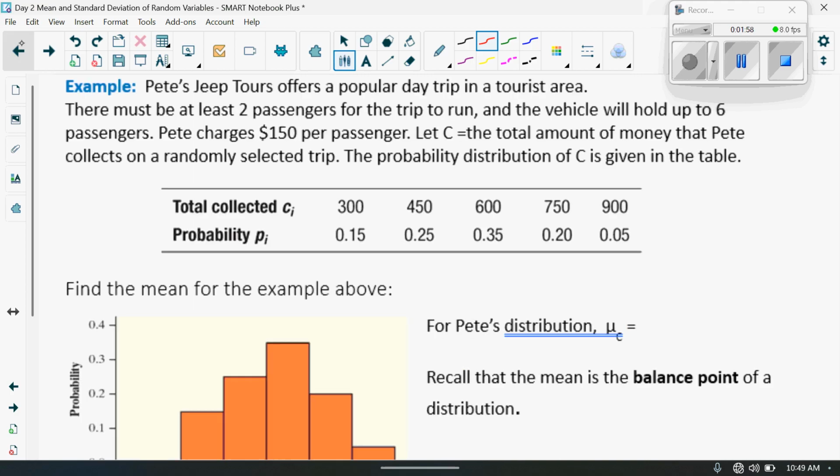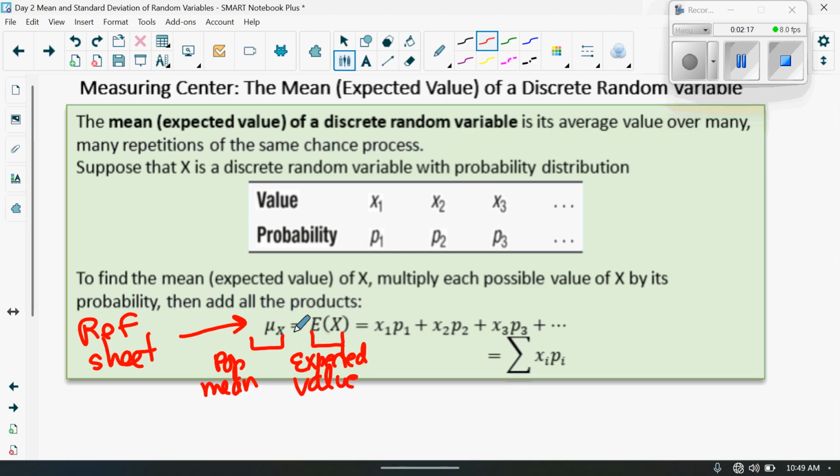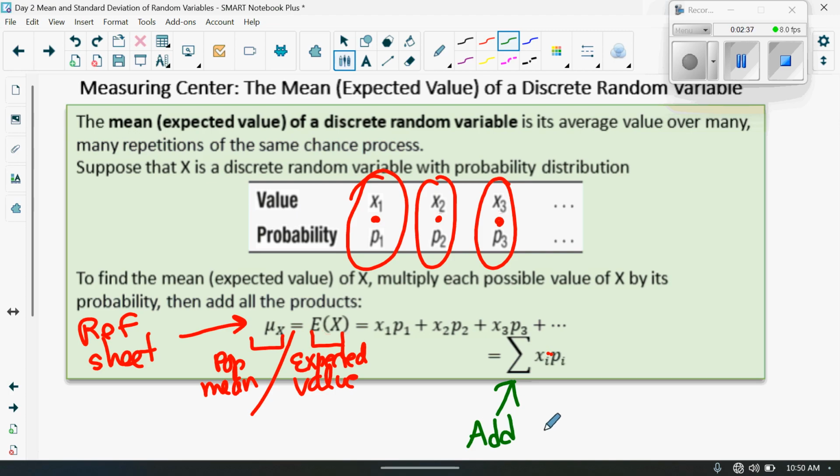Going back to my notes here, this is the formula. Again, it's from the reference sheet, so you don't have to worry about memorizing it, which is nice. The mu again means population mean. The E of X means expected value, which is a synonym for mean. Here it's telling me that we're going to take every X and multiply by its respective probability. So this first X times its probability, second X times its probability, third X times its probability, and then this sigma means add. So we're going to add all the terms up.